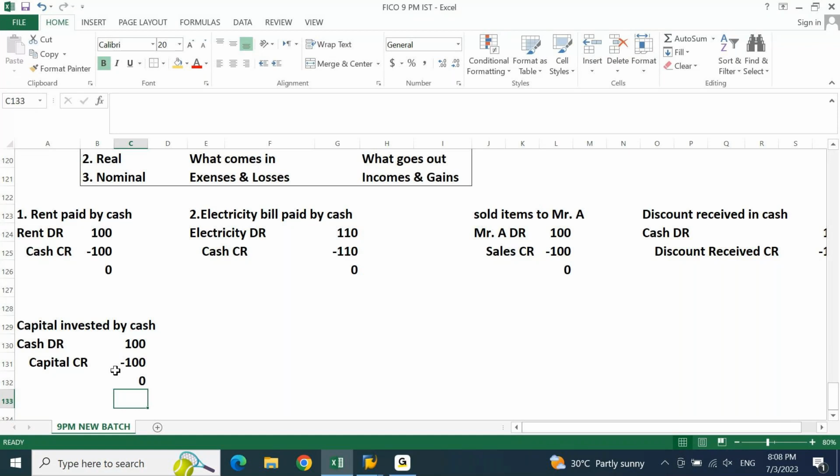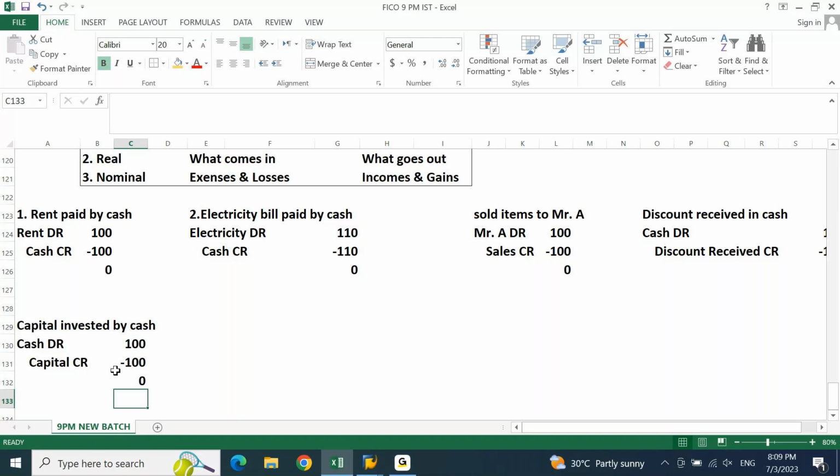Because it is a liability. The business is receiving the cash in the form of capital, which is a liability of the business to give back to the owner. Cash account debit to capital account is correct, when you are introducing capital into your business by way of cash.